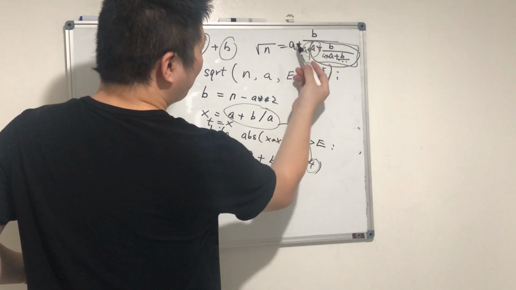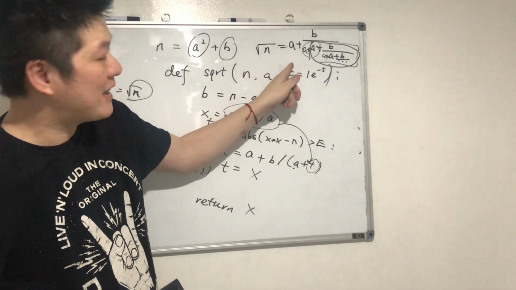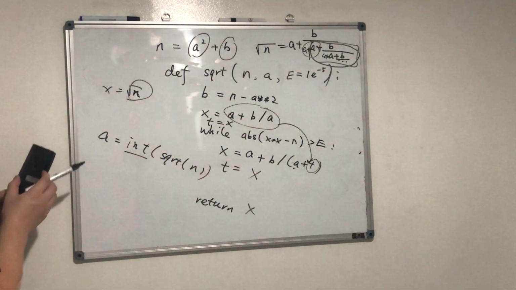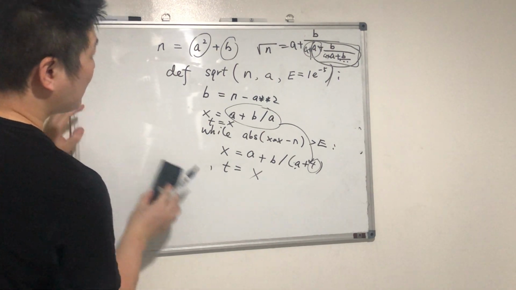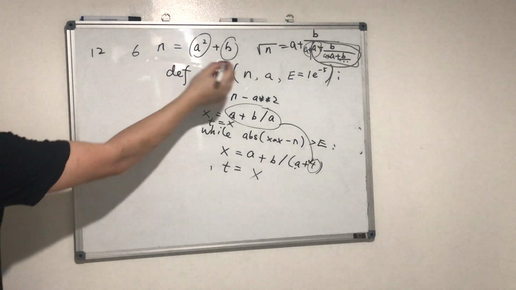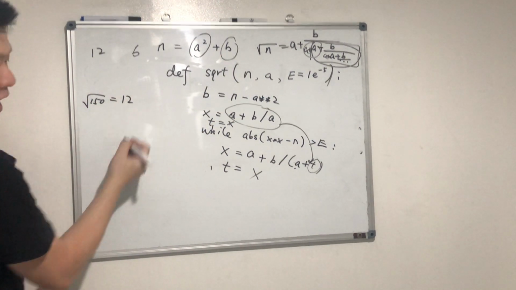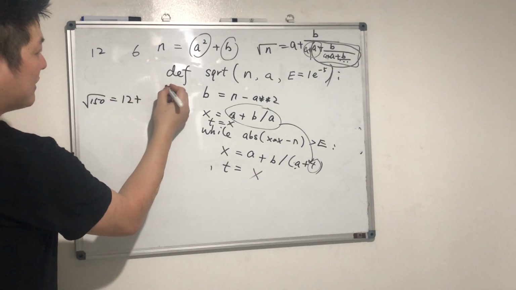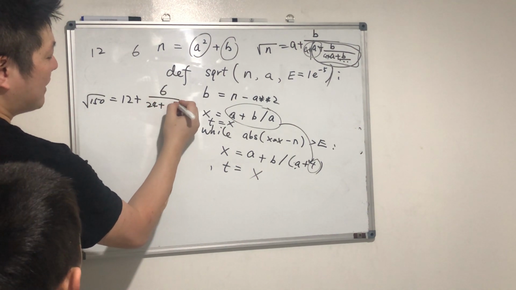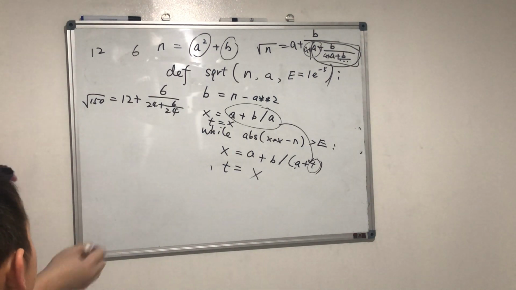How do you call this kind of fraction? Continued fraction, right? Do you understand this continued fraction? Let's try this. a is 12, b is 6. So the square root of 150 equals what? 12 plus 6 divided by 24 plus 6 divided by 24, and you can keep doing that.